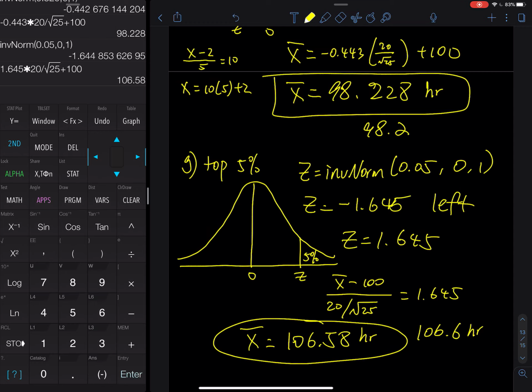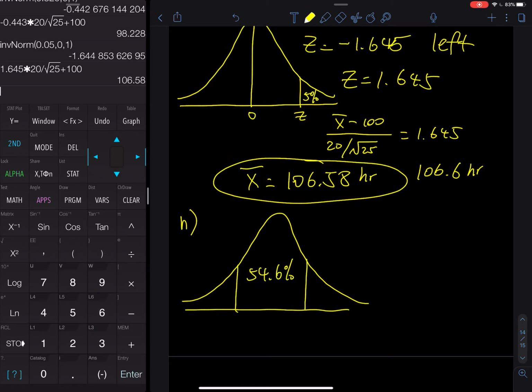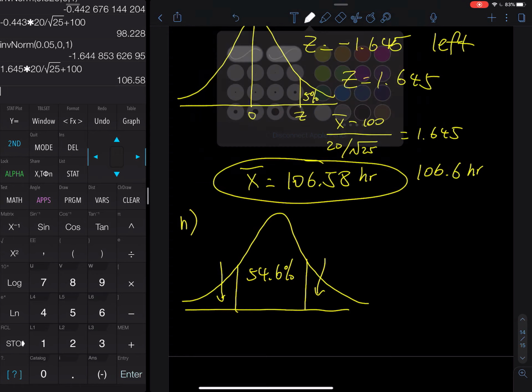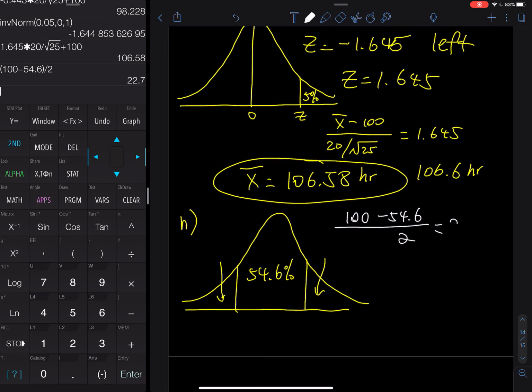And then the last one is the middle 54.6%. So that is part H. You have 54.6% right in the middle. So I cut a piece in the middle, so that is 54.6%. And then how much do I have in here and here? So to find out, you have to take the entire piece, take 100 minus 54.6, and then divide it by 2. Let's do this in our calculator. 100 minus 54.6 divided by 2, and then you have 22.7.